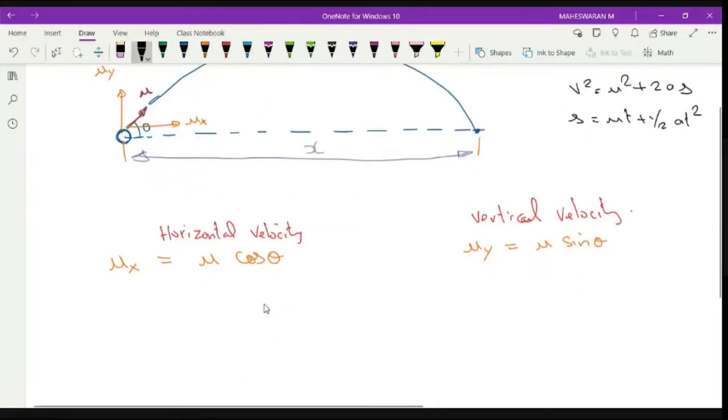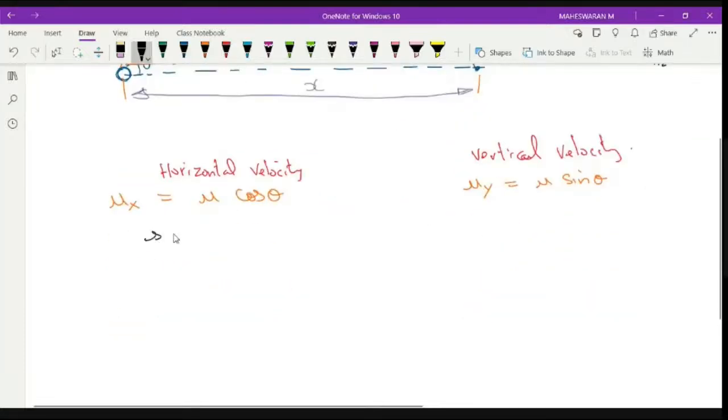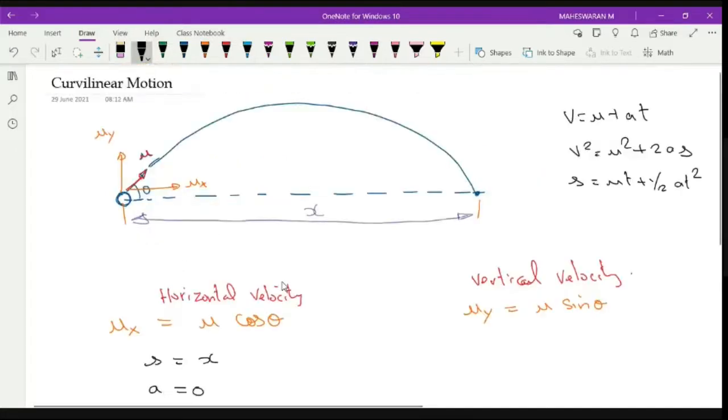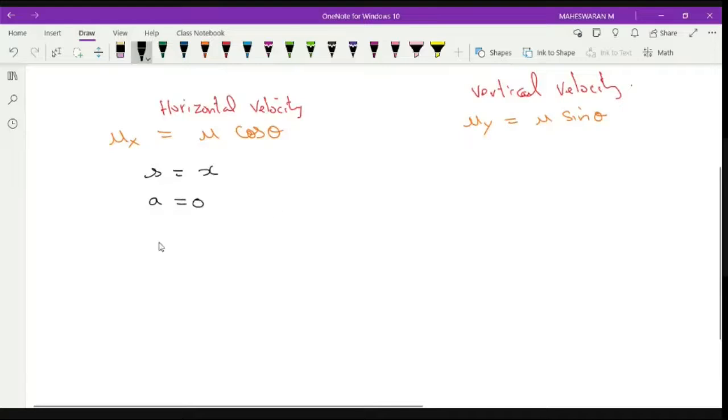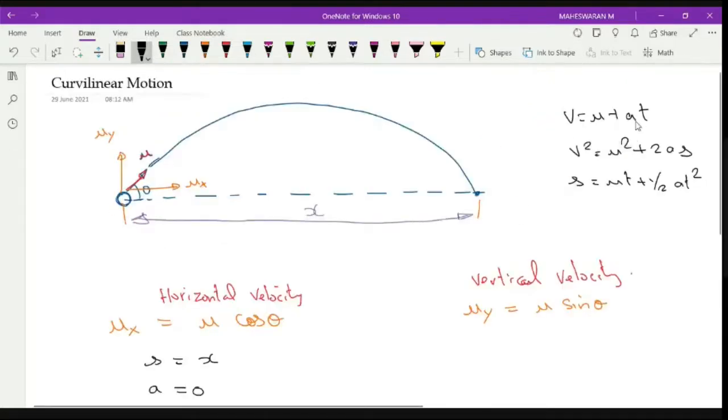When it is horizontal, your s is equal to x, the distance traveled. And your acceleration is 0. There is no horizontal acceleration, right? Only vertical. Gravity alone is acting as an acceleration, so the horizontal acceleration is 0. In that case, my equation will be v is equal to u, which means I can write vx is equal to ux. Substituting here, a is 0, so this gets cancelled. So vx is equal to ux. That is my first equation.